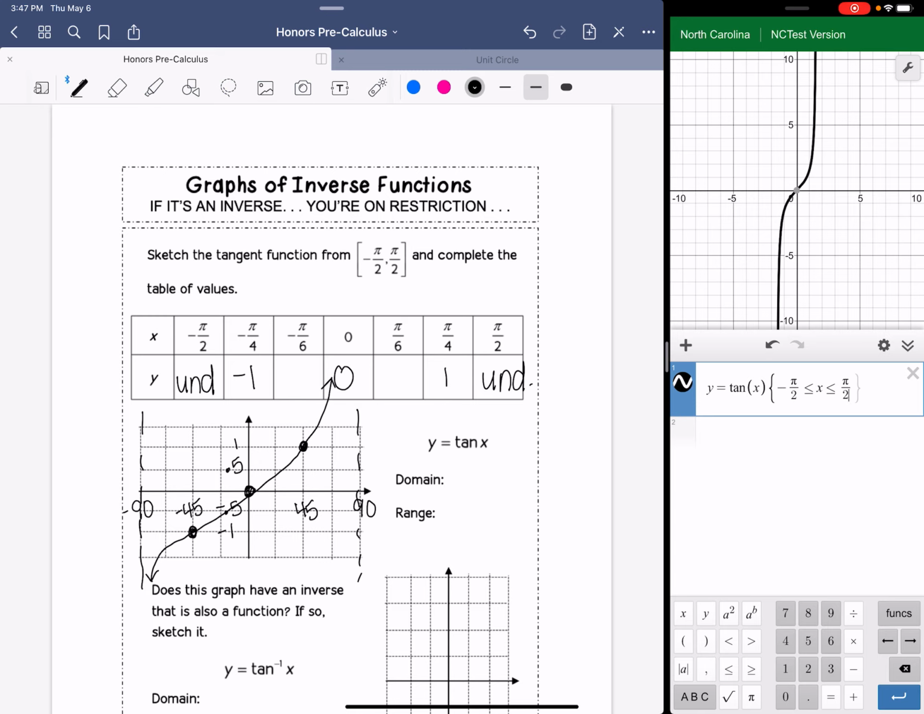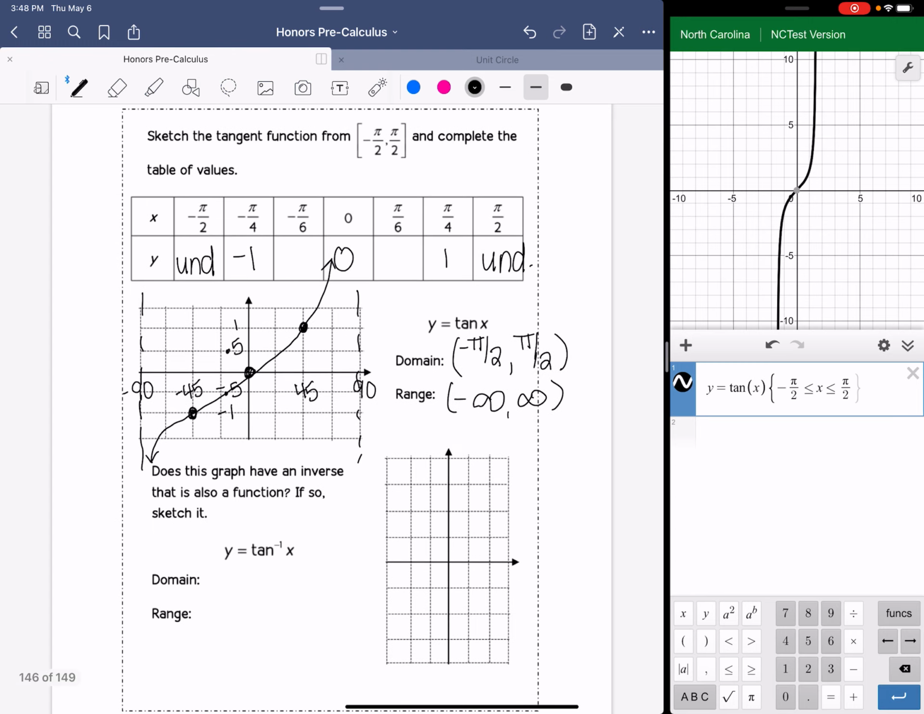So when we do tangent, we are restricting the tangent, but we cannot include negative pi over 2 and pi over 2. We just go between them. And then my range is going up, so it's going to be negative infinity to infinity and down.